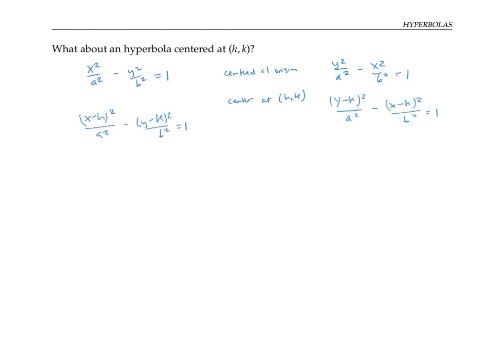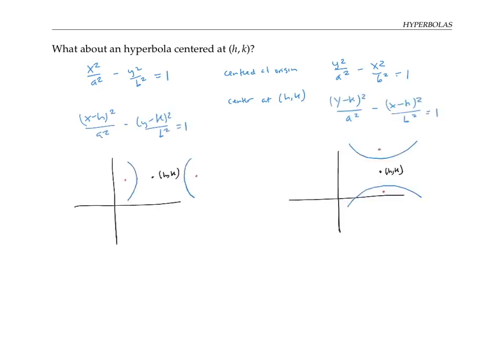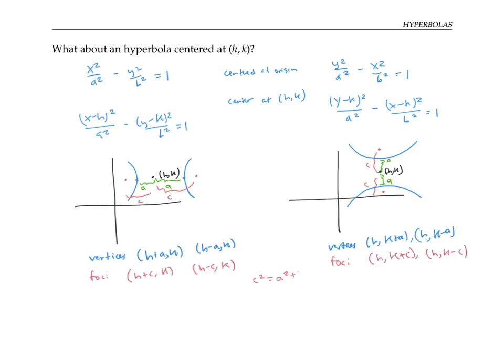The graphs are shifted over by h and up by k, and to get to the vertices, we just start at the center and go left and right by a, or up and down by a, depending on which way the hyperbola is oriented. So the vertices here are at (h plus a, k) and (h minus a, k), whereas over here the vertices are at (h, k plus a) and (h, k minus a). To get to the foci, we have to go over by c or up and down by c, where c squared equals a squared plus b squared.